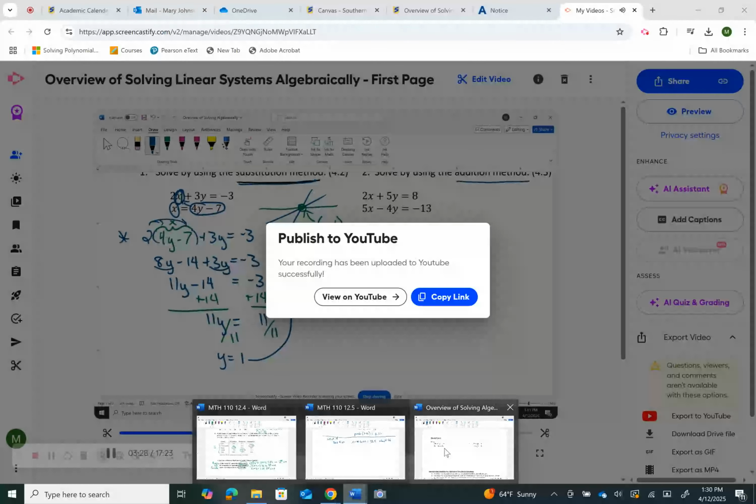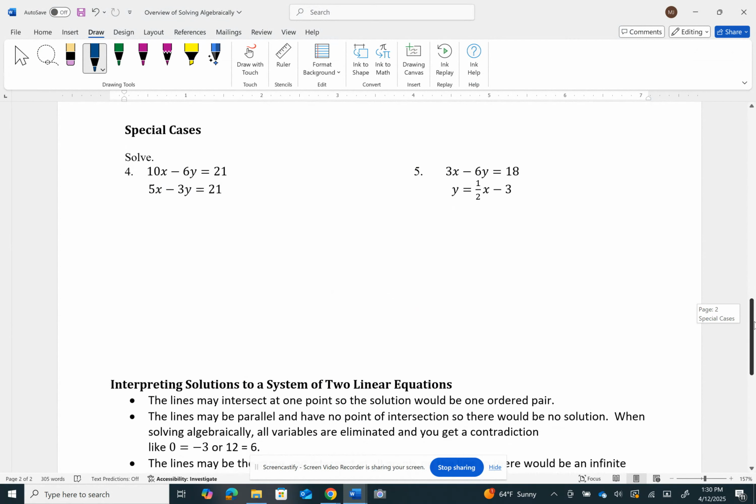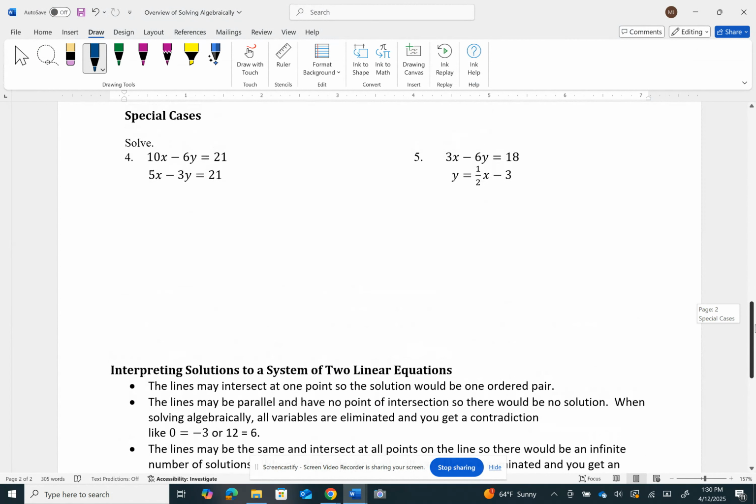All right, now let's look at the second page of that section of that sheet on overview of solving algebraically. Wanted to just remind you about a couple special cases. So let's look at the system in number 4.